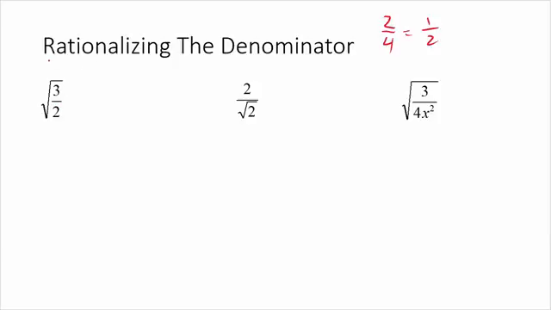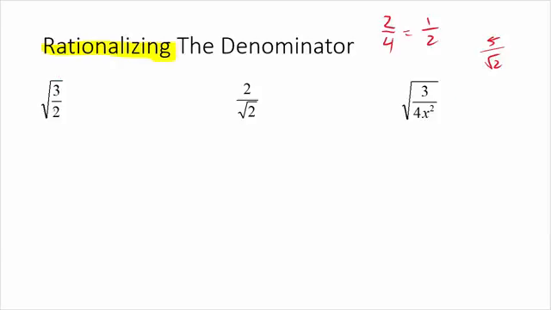We're going to do what's called rationalizing the denominator in this video, and that deals with getting rid of the square root in the bottom of fractions. So we're not allowed to have something like 5 over root 2 in an answer. We consider that an unreduced way of writing it. So let's talk about how we do that.